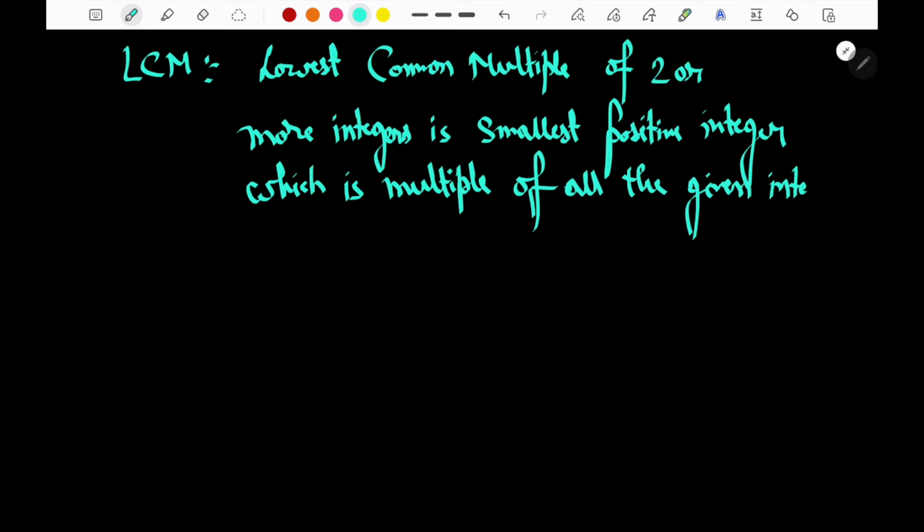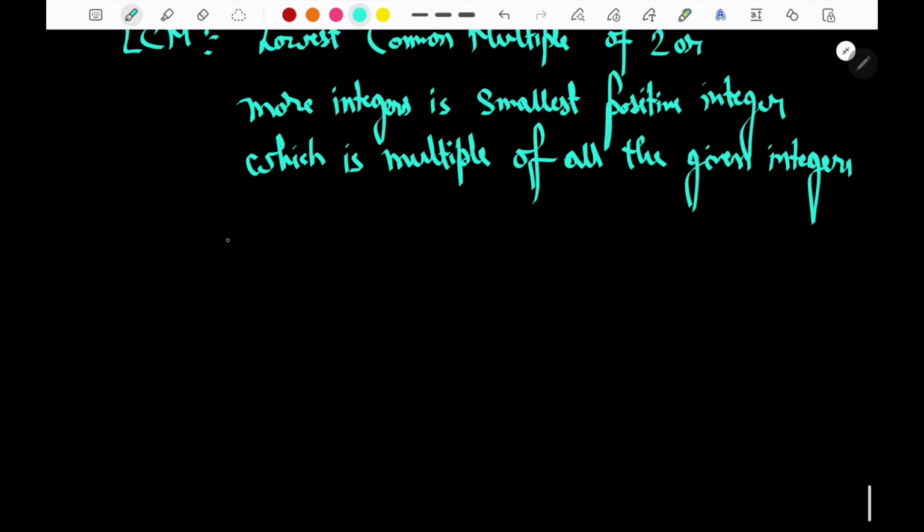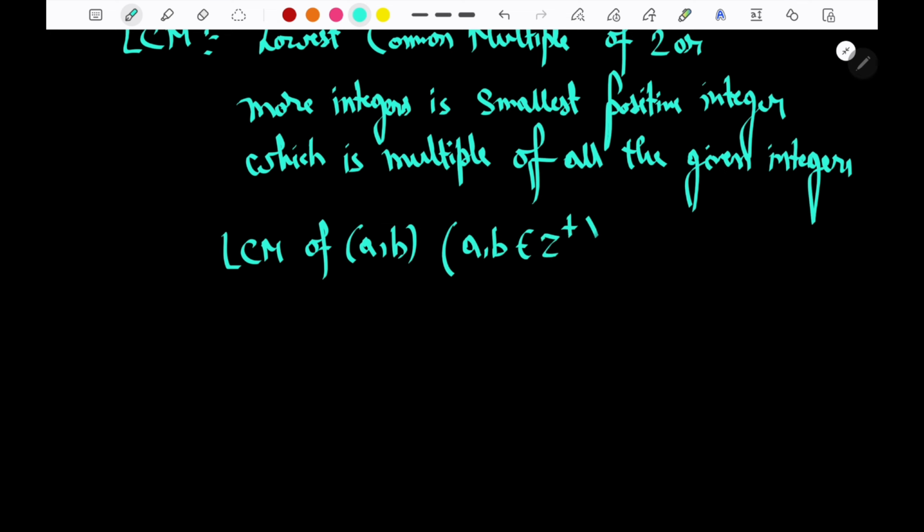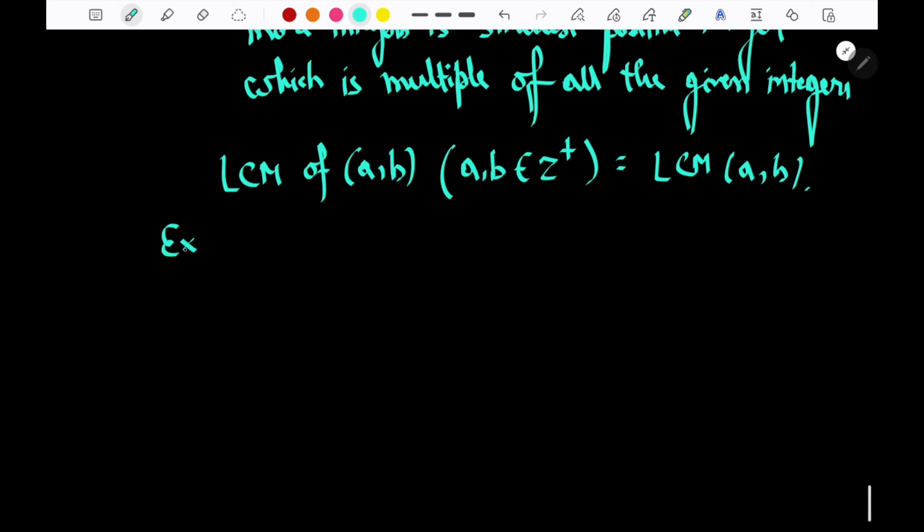Okay, multiple of all the given integers. So how do we write LCM of a, b, where a, b is an element of Z plus? It is written as LCM(a, b). For example, if I ask you LCM of 12, 18, how do we do this?